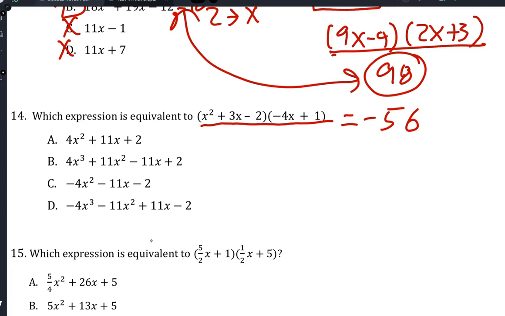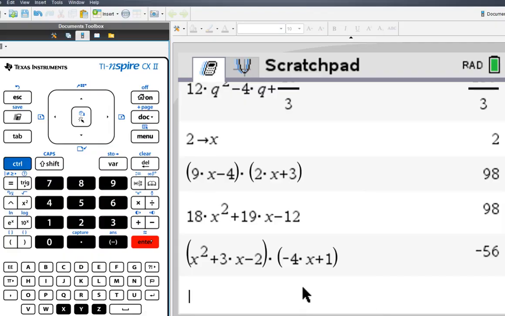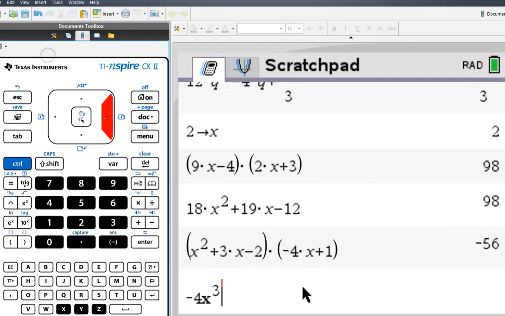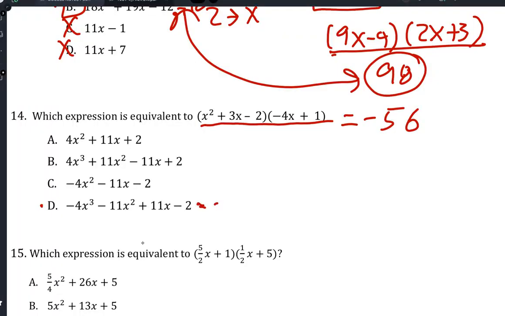One of these is going to be negative 56. It has to start with negative 4x cubed, which is the only one that works. Let's try D. So it's going to be negative 4x cubed, up 3. That's how you get the exponent 3, right arrow. You got to get out of the exponent. Minus 11x squared, and then plus 11x, and then minus 2. Not negative 2, minus 2. That's it. Hit enter, and I get the negative 56. So D is equal to negative 56. They match up. D is right. All of these would have wrong answer choices.